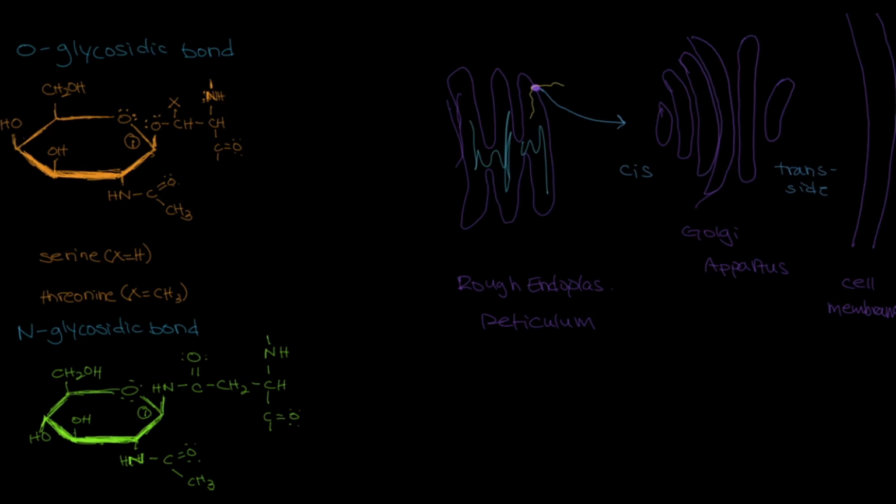Now the location in which the glycoproteins are sent to depends on the structure of the molecule, and so the glycoproteins can be secreted from the cell through the process of exocytosis. They can also be placed into an organelle called the lysosome, which are organelles that contain digestive enzymes, or they can be sent to the cell membrane to be stored there.